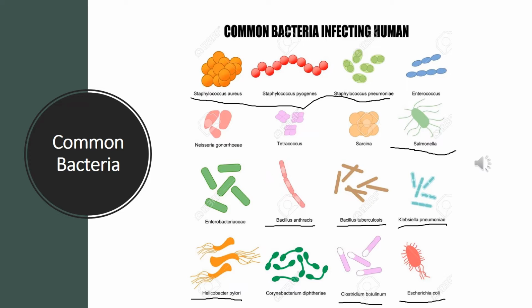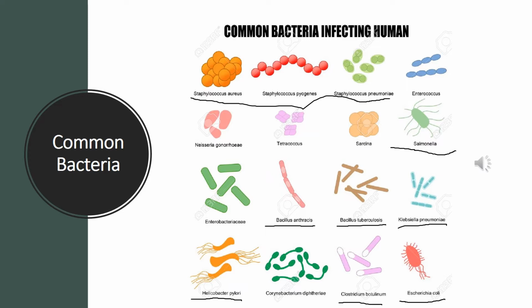Top left, you got Staphylococcus. That is staph infections you often hear about in hospitals. Bacillus anthracis. Third one down, second from the left, excuse me. That's anthrax. Bacillus tuberculosis. That's tuberculosis. Helicobacter pylori. It's on the bottom left. That is what causes ulcers in stomachs for the most part.